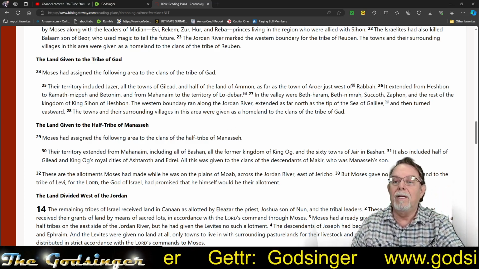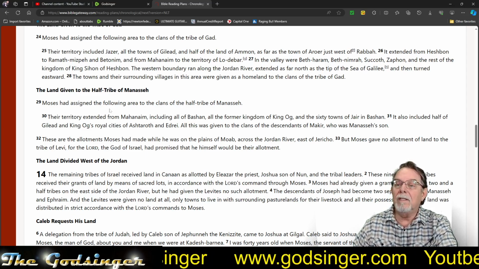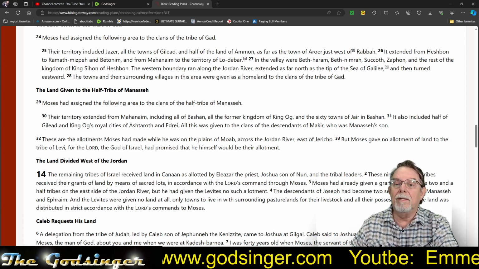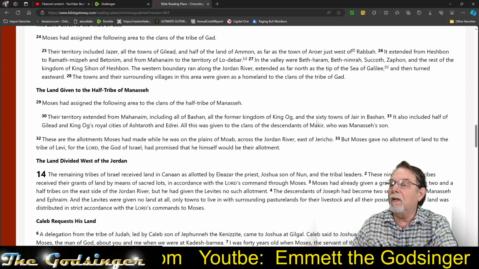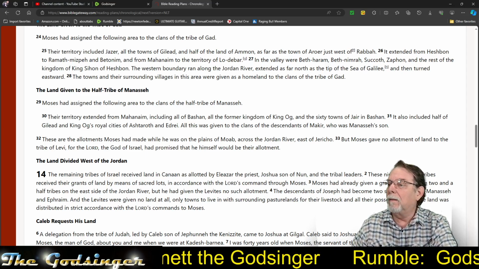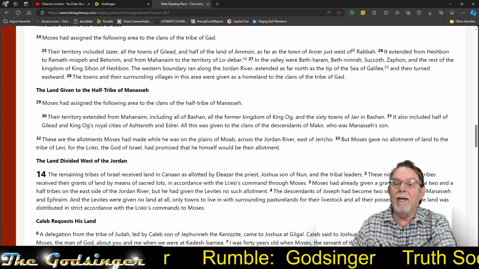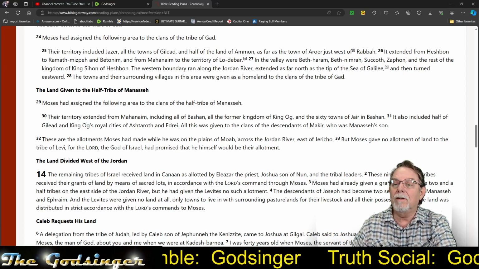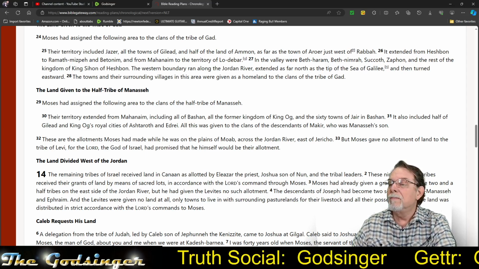Okay, land given to the half-tribe of Manasseh. Half-tribe. Moses had assigned the following area to the clans of the half-tribe of Manasseh. The territory extended from Mahanaim, including Bashan, and all the former kingdom of King Og, and the 60 towns of Jair. 60 towns, wow. It also included half of Gilead and King Og's royal cities, Ashtaroth and Edrei. All this was given to the clans of the descendants of Machir, who was Manasseh's son.